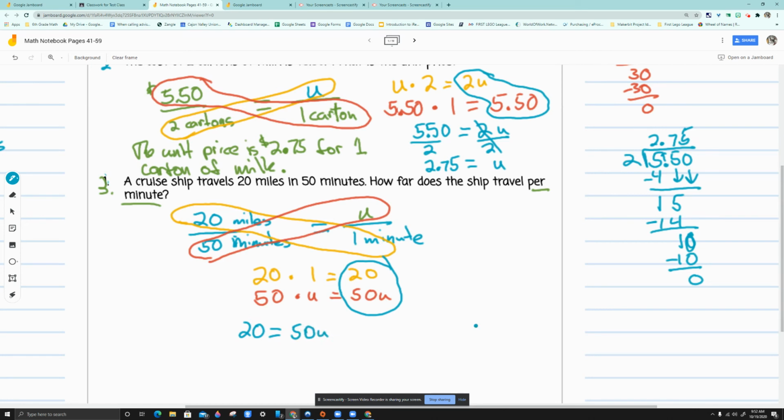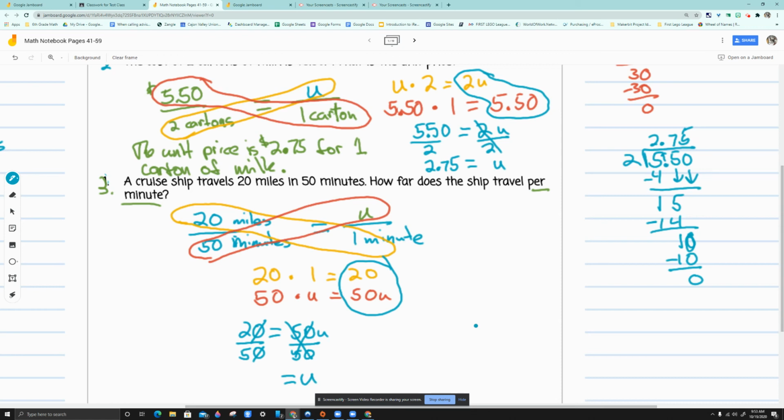Now to get the u all by itself, to get rid of this 50, I can divide by 50 on both sides. And these cross out, and I'm left with u by itself. So u is 20 over 50. Well, I can eliminate these zeros and say u is 2 over 5. Well, what does that mean? We don't really know. That's 2/5 of a minute.